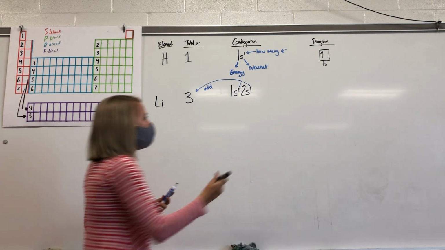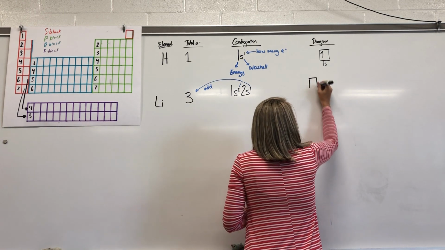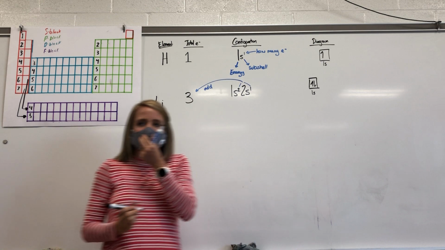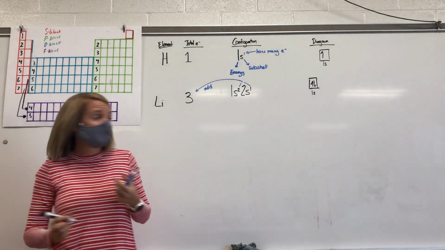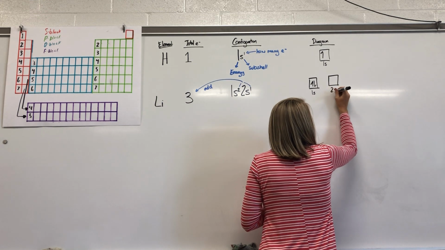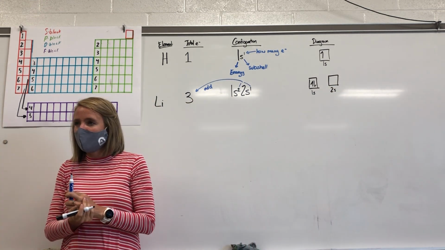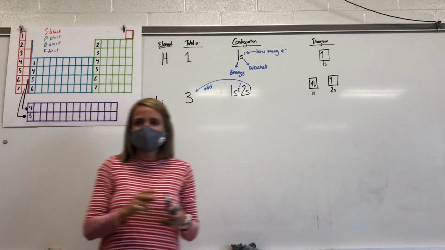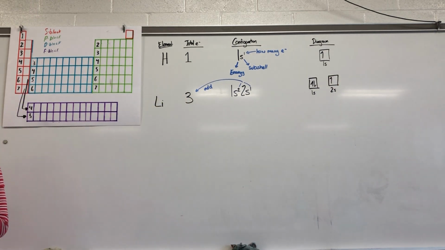Okay, drawing our picture, 1s. This time it's filled. 2s needs to be separate because they're not the same energy. And then I put 1 electron in that box. Any questions so far?